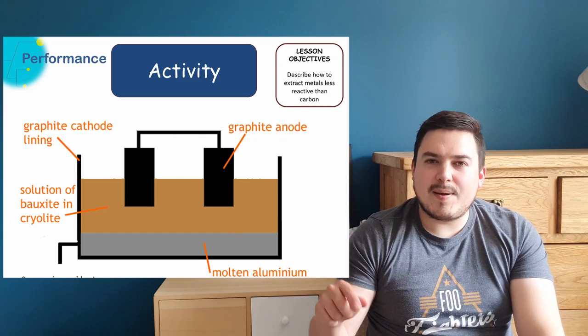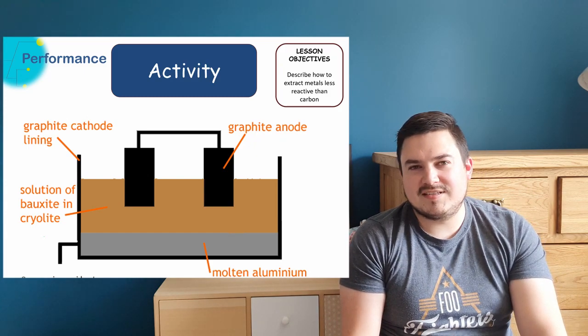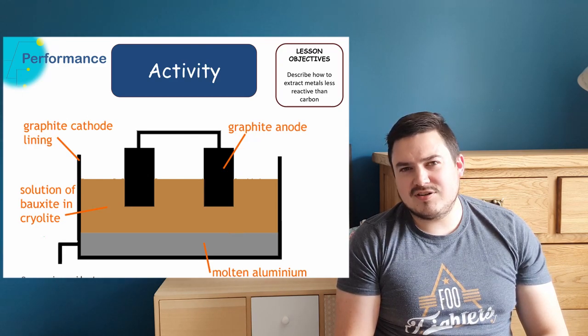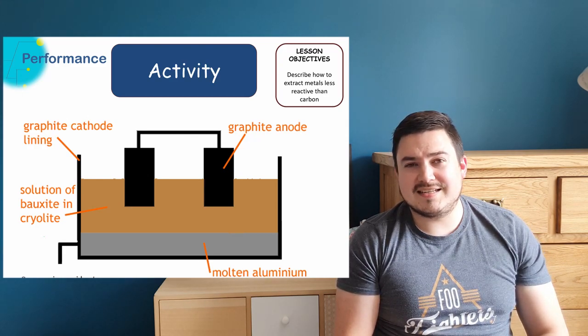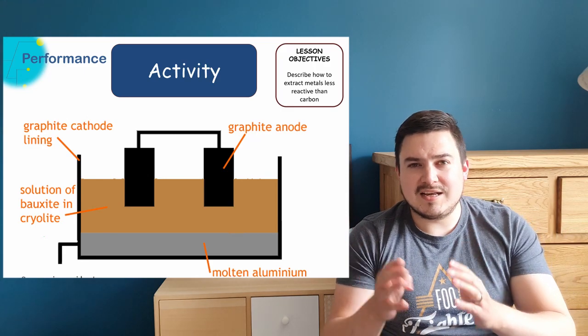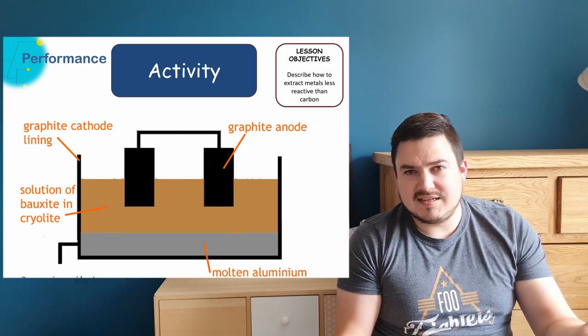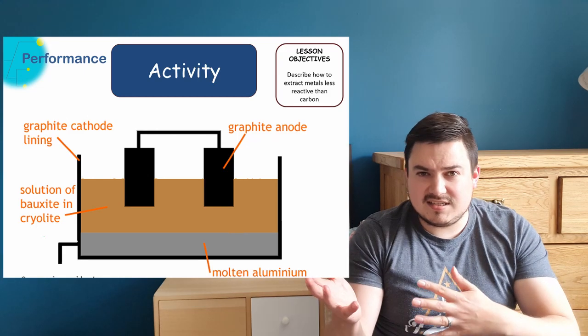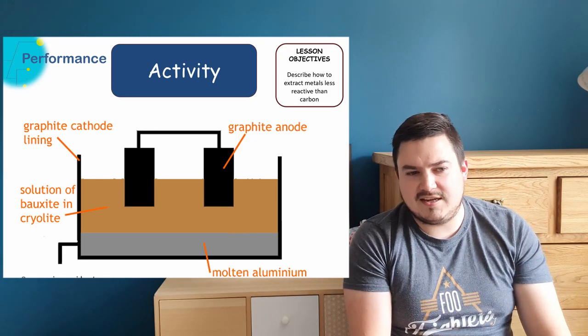Because we need to pass electricity when it comes to electrolysis, because electrolysis is going to split our bauxite using electricity, and we can tell that because electrolysis literally means to split using electricity, because electro means electricity and lysis means to split in Latin, so we have electrolysis, to split using electricity.